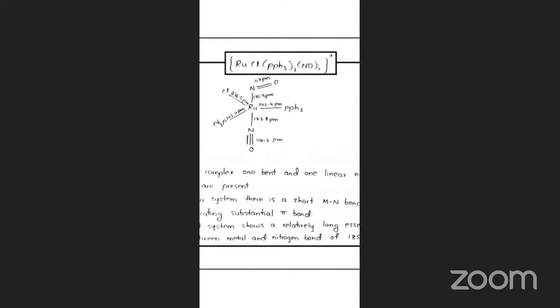This is also a five coordinate complex, with trigonal bipyramidal geometry. Here one NO is acting as a bent mode. How much does it donate? Bent is nothing but a 1 electron donor. The linear mode is a 3 electron donor. And each PPh3 is a 2 electron donor.